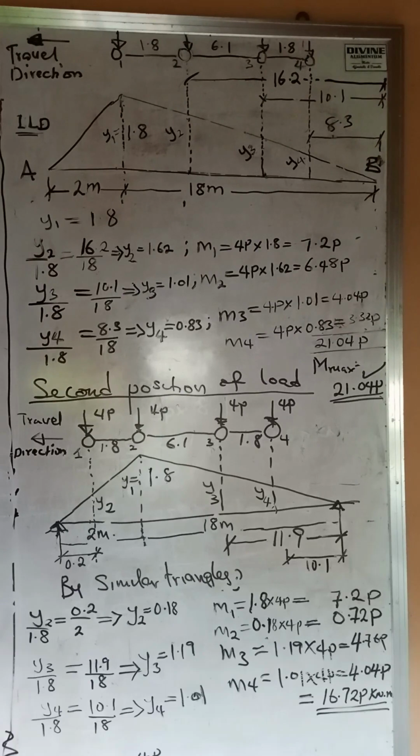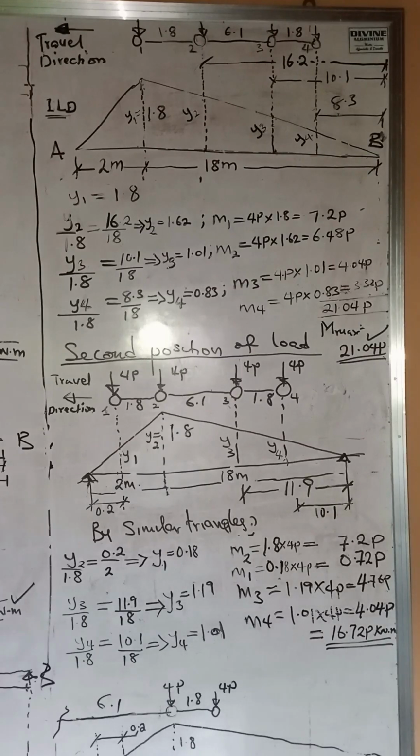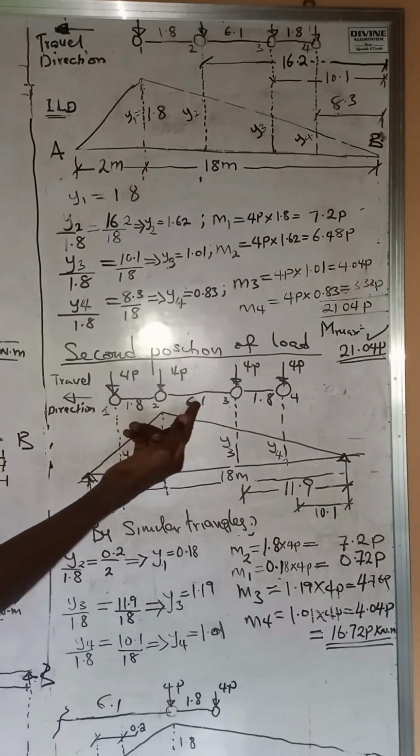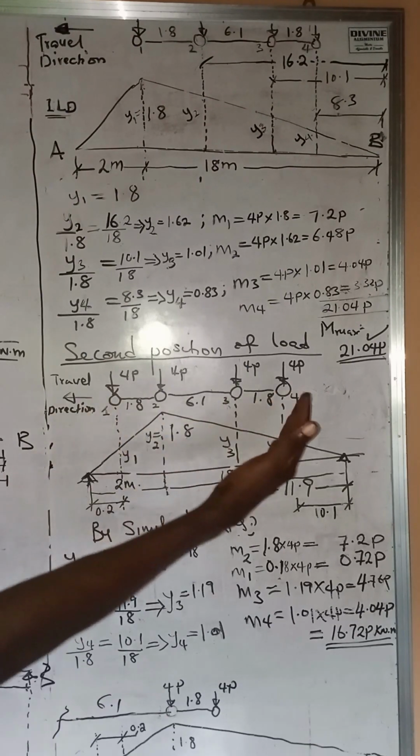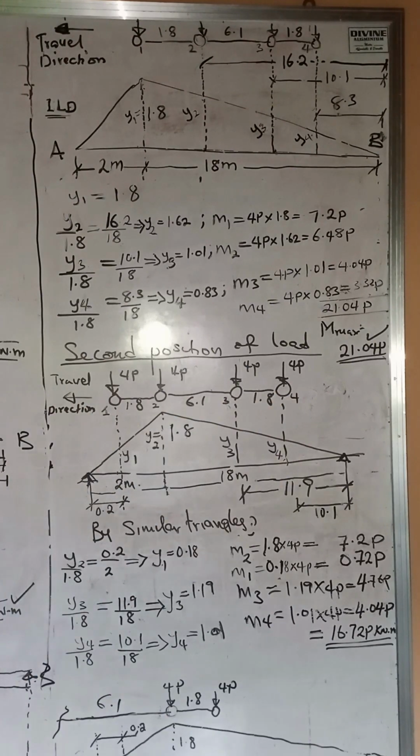Now, let's try the second arrangement. The second arrangement is when we are going to place the second axle on this same point. Remember, the point is 0.1 L, where L represents the span of the beam. That will give us the 2 meter point from 0, which is this point. So look at the second load position. Our direction of travel still remains from the right hand side, moving to the left hand side.